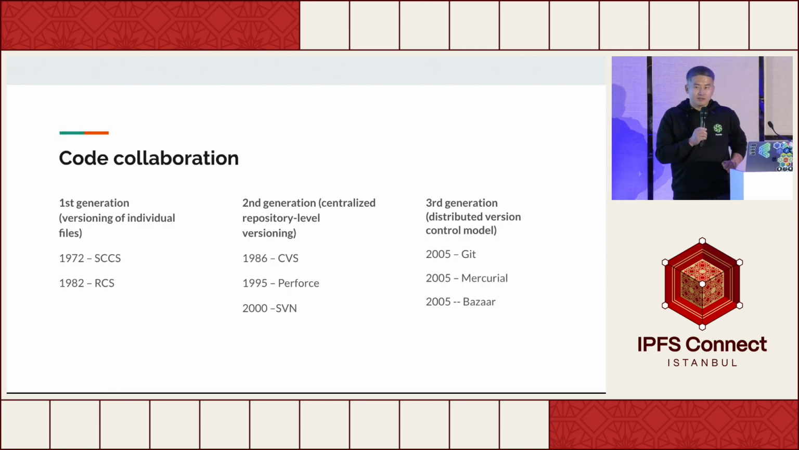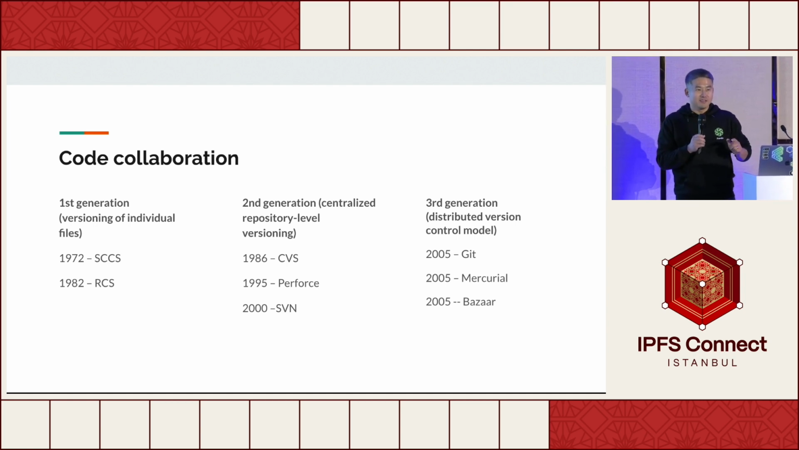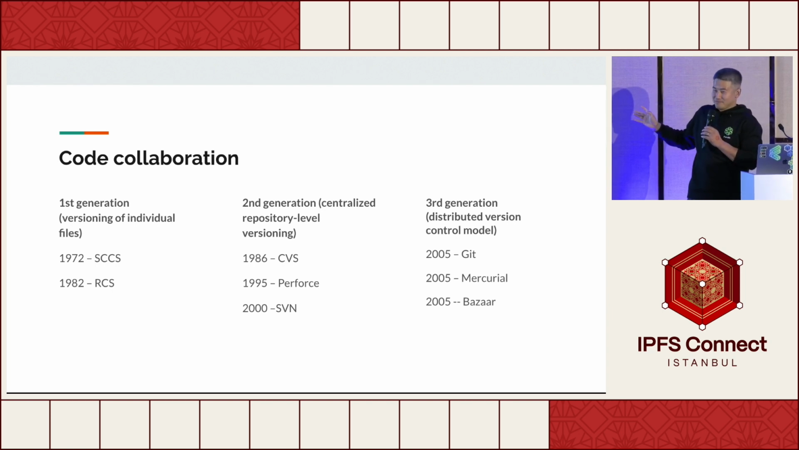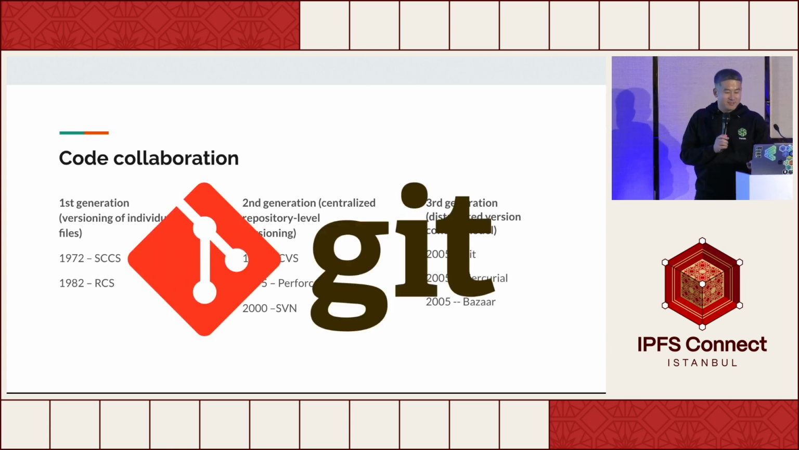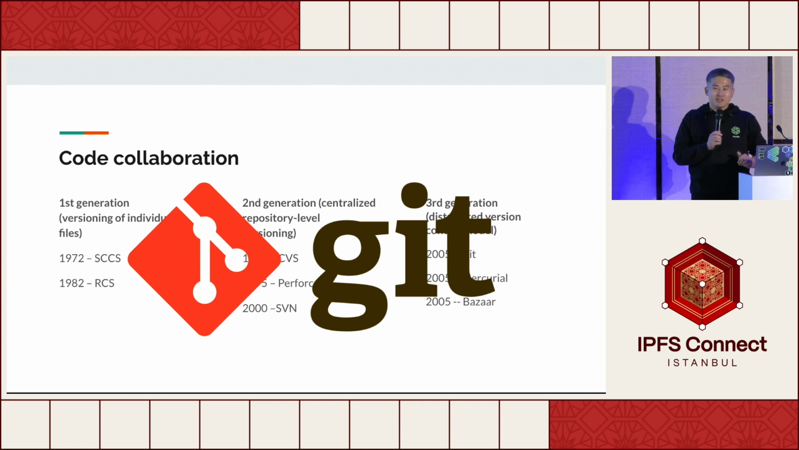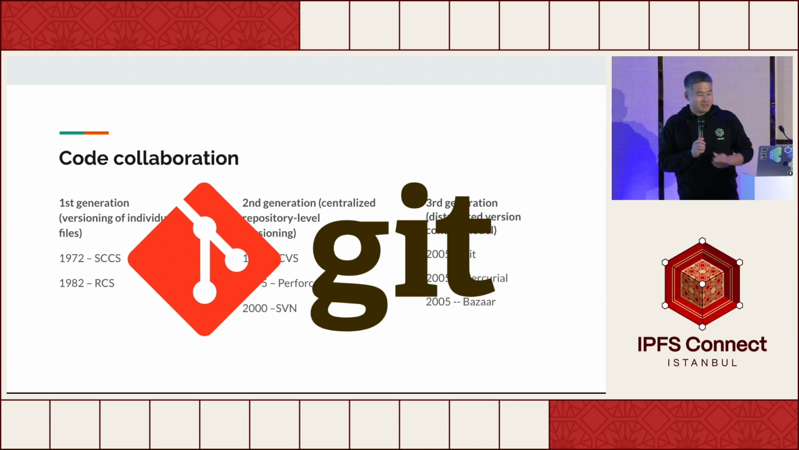Okay, let us look back at code collaboration. I think everybody here knows Git, yes? And GitHub. You can see that since computers were born, there have been many different generations of code collaboration. The most famous one is Git. Git is good at code collaboration and programming, and in the code world it is very famous.